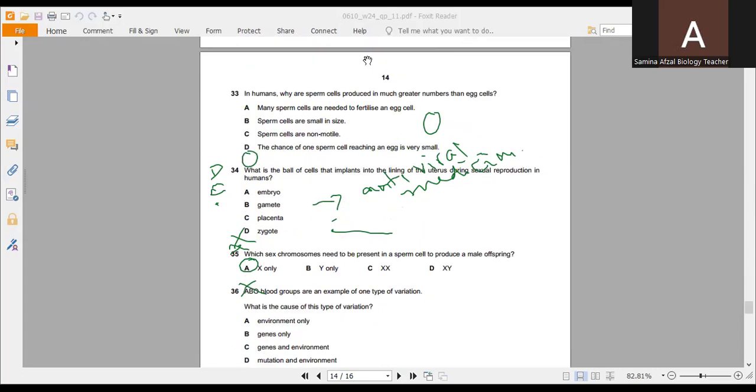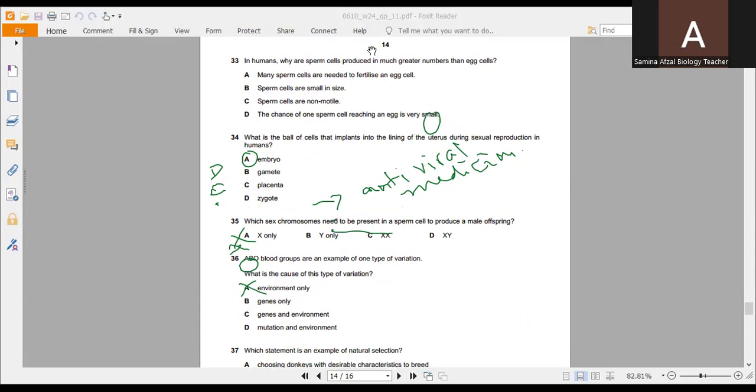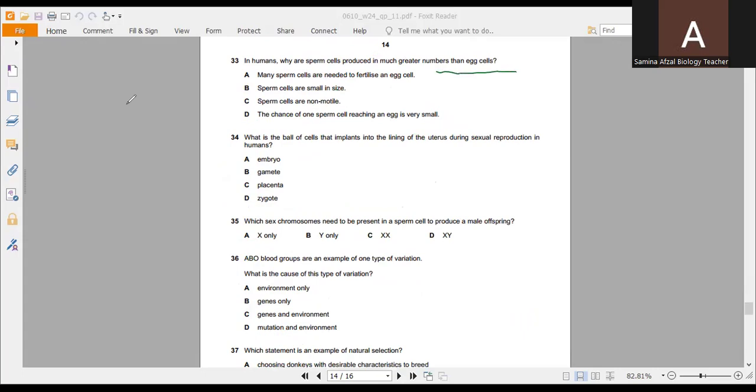Next question is question number 33. In humans, why are sperm cells produced in much greater number than egg cells? Many sperm cells are needed to fertilize? No. Only one sperm is required, and the sperm which is healthy and active will be able to enter into the egg cell. So A is not the correct option.